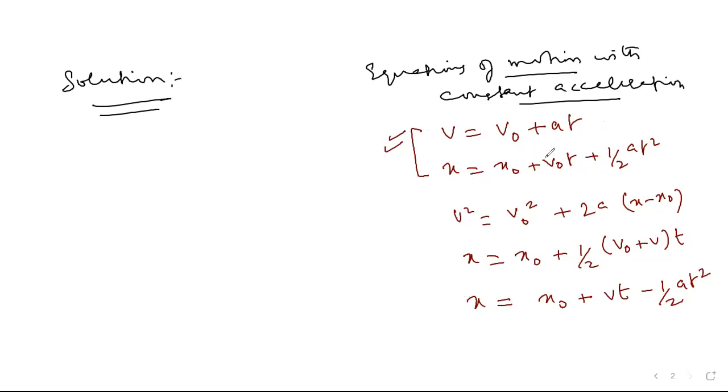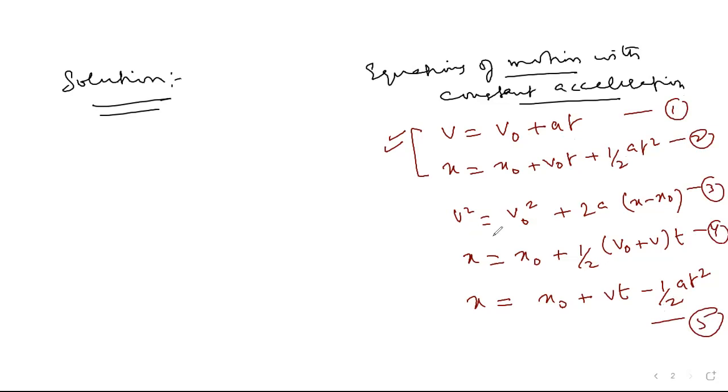When you eliminate time between first and second, let me name it first, second, third, fourth, and fifth. So if you eliminate time between first and second, you get third. If you eliminate acceleration between first and second, you get fourth.